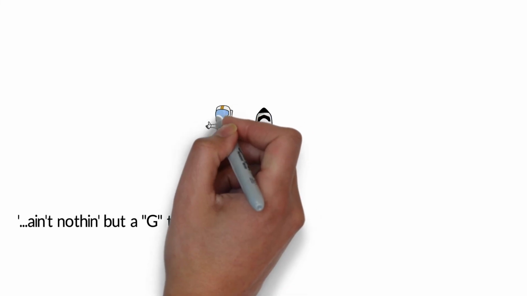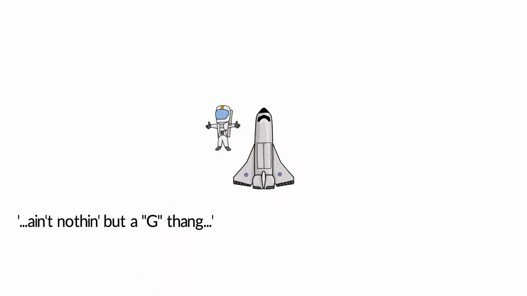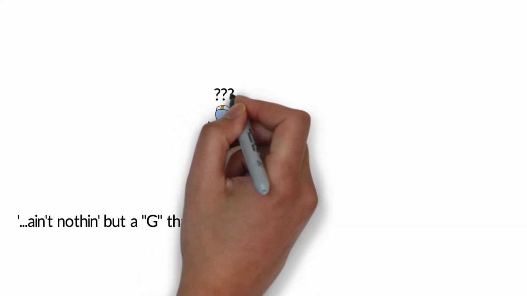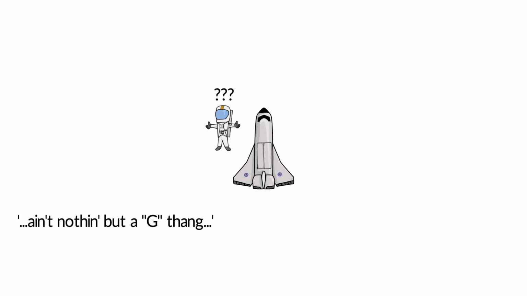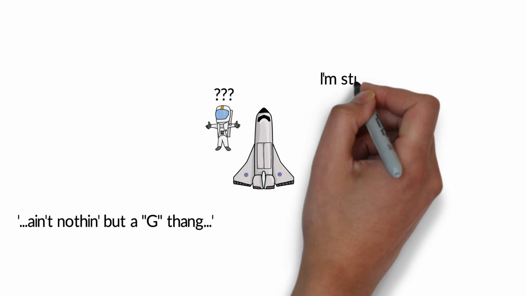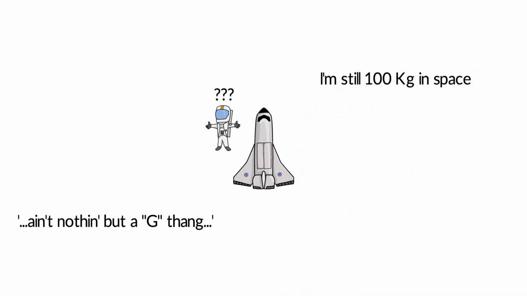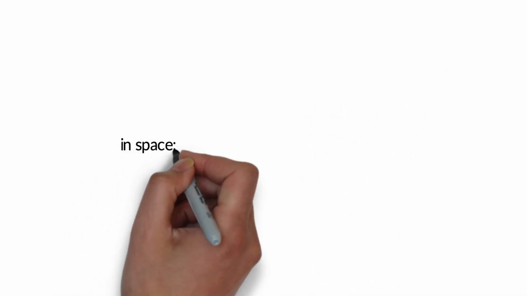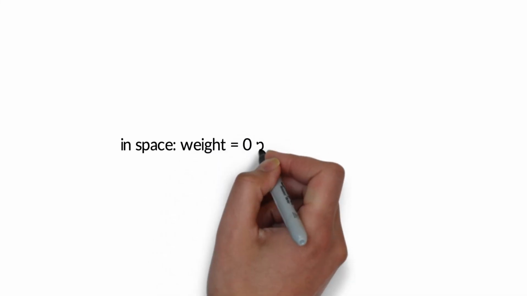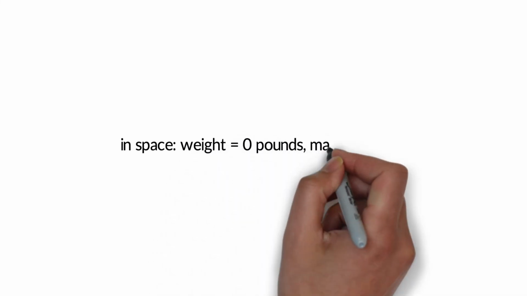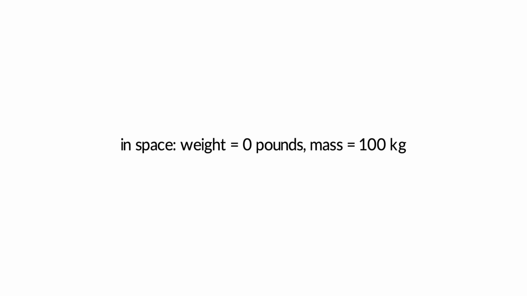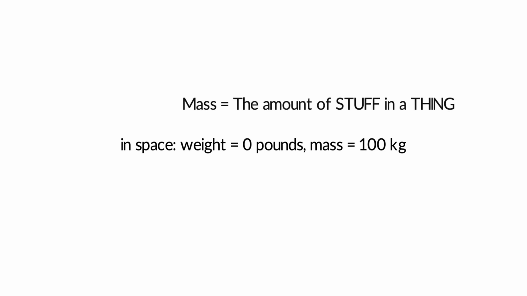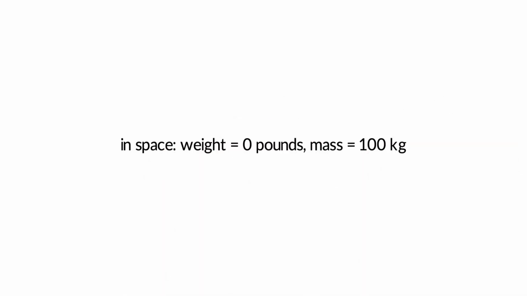But now here's the question. We said on Earth my weight is 220 pounds and my mass is 100 kilograms. In space, my weight is 0 pounds. What's my mass? It's 100 kilograms. And that's the difference between mass and weight. Weight is measuring a force of Earth's gravity and its interaction with mass. Mass, on the other hand, is a measurement of the amount of stuff in a thing. Completely made up. That's the scientific definition.